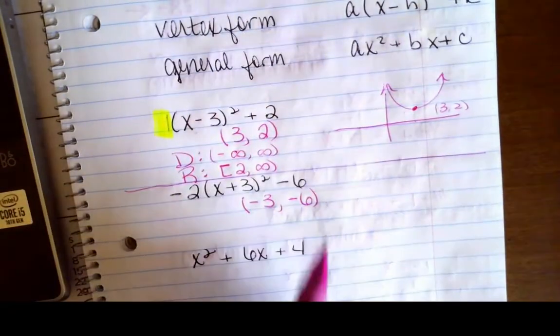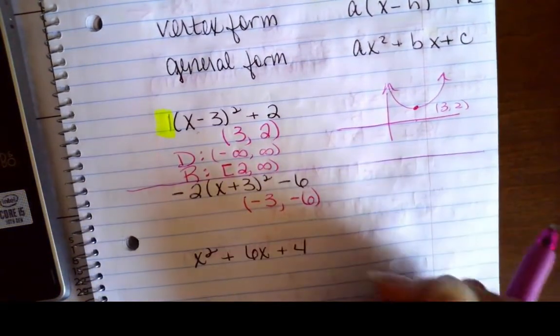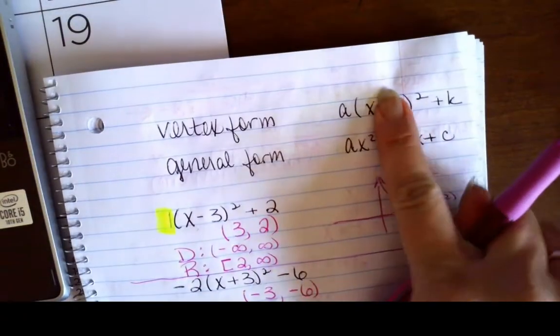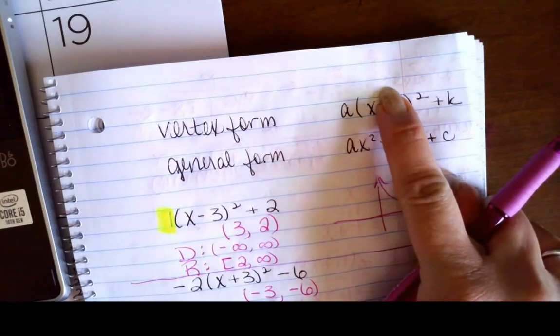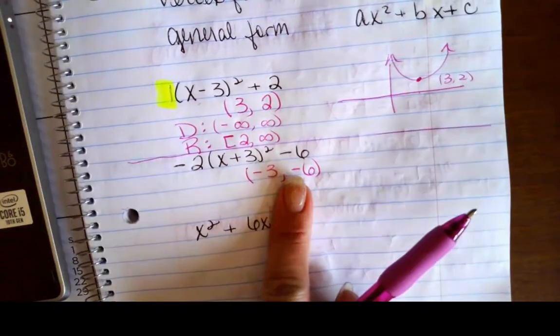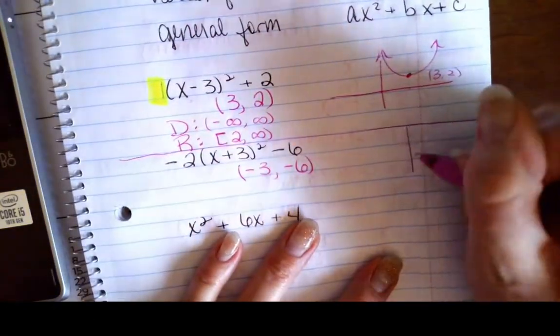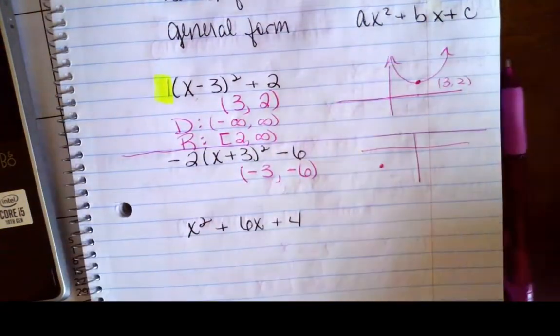And by the way, if you're missing an h, or if you're missing a k, it's implied to be 0. So if it looked like this, and it was just x squared plus or minus a number, okay, then your vertex would be at 0. Okay, so what I have here is a vertex at -3, -6. So I'm going to go -3, -6. And then what do I notice?